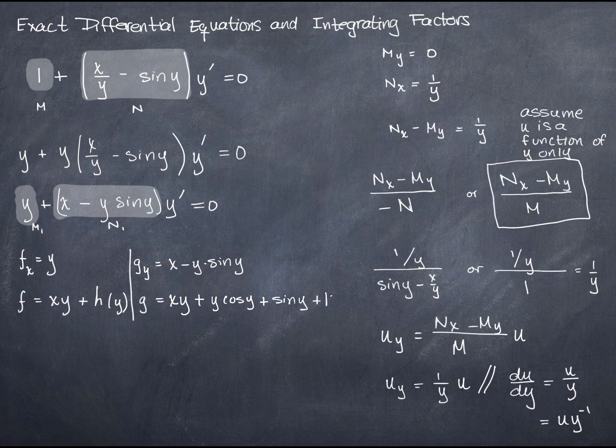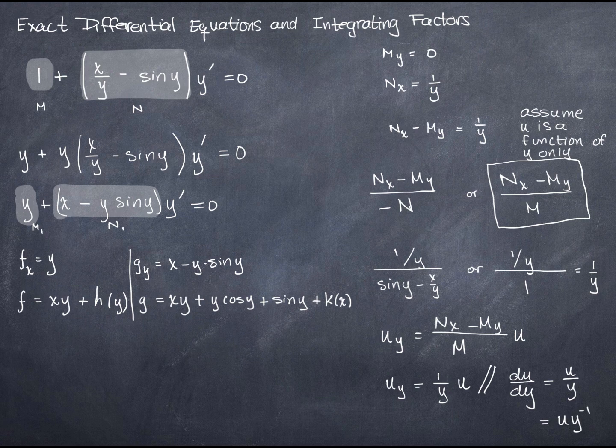And then I have another situation where I have potentially a function entirely in terms of x, which when I differentiate it with respect to y will produce a 0. So these two functions are the functions I had to differentiate to get this y and this x minus y sine y. So how do I tell what h and k are?